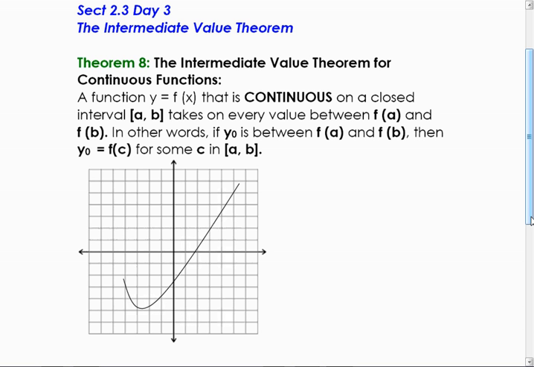There are about 6 theorems you have to know for the AP exam. This is one of them.